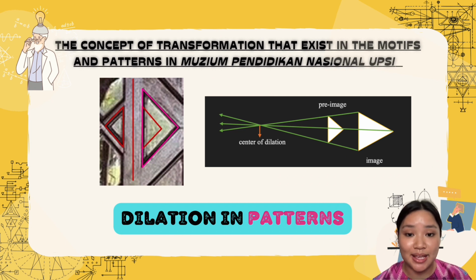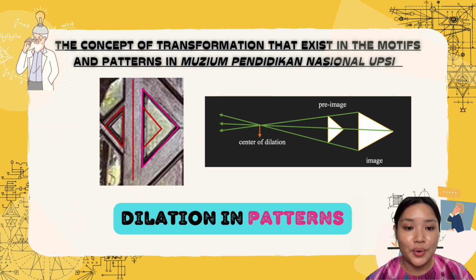Next, we will look at the concept of transformation in dilation that exists in the patterns in Muzium Pendidikan Nasional UPSI, where the geometrical shape is a triangle. At first, the triangle is reflected on the axis of reflection and forms another image, and then the dilation happens. As you can see in the figure, the pre-image is small and the image is big. We know that whenever the pre-image is small and the image is big, the enlargement happens based on the scale factor and the center of dilation.